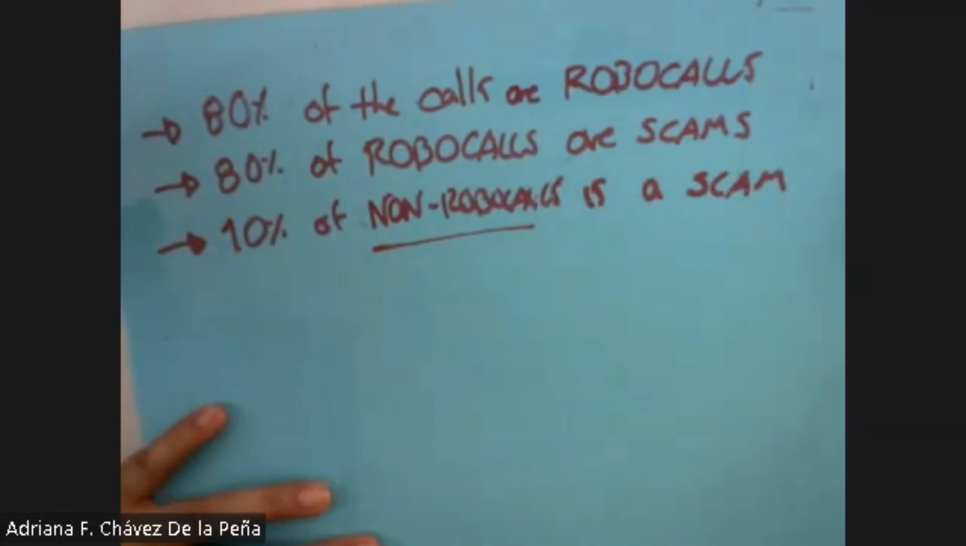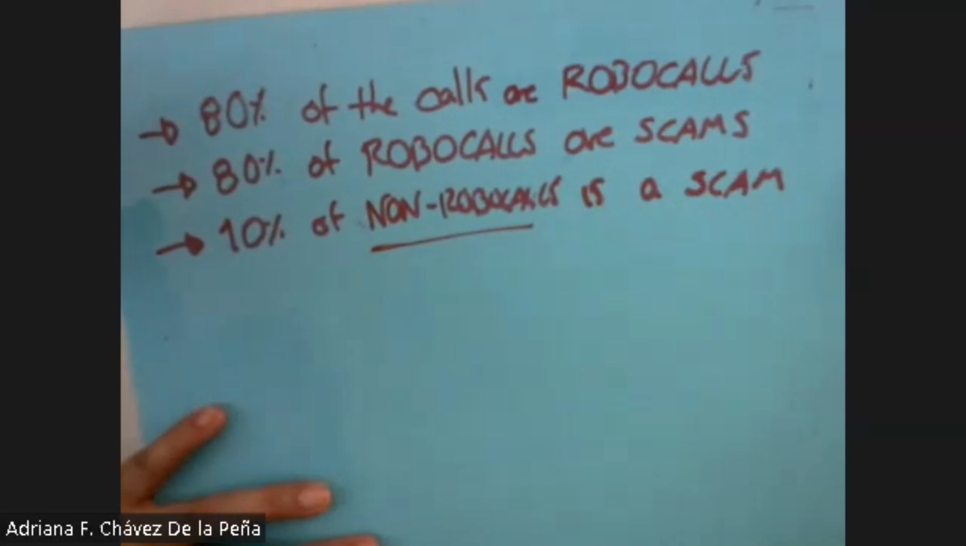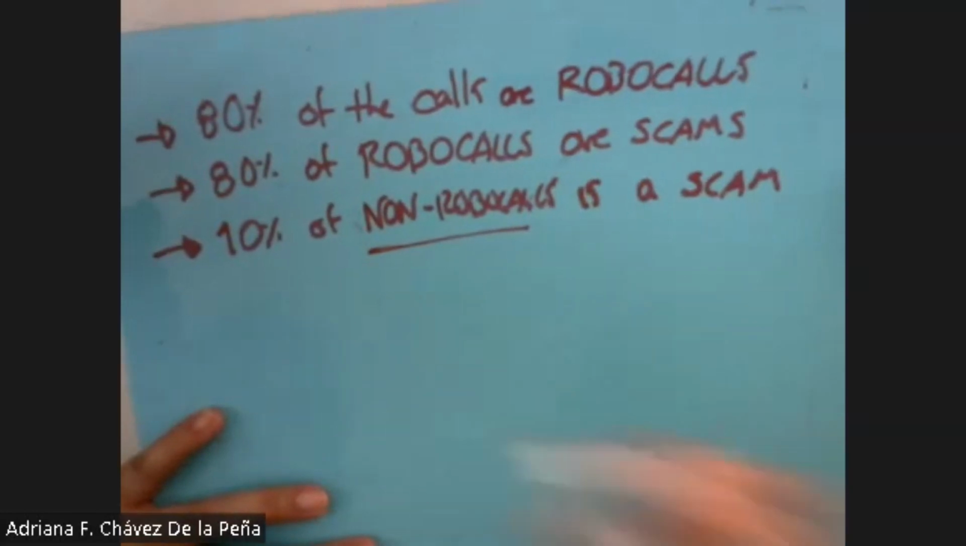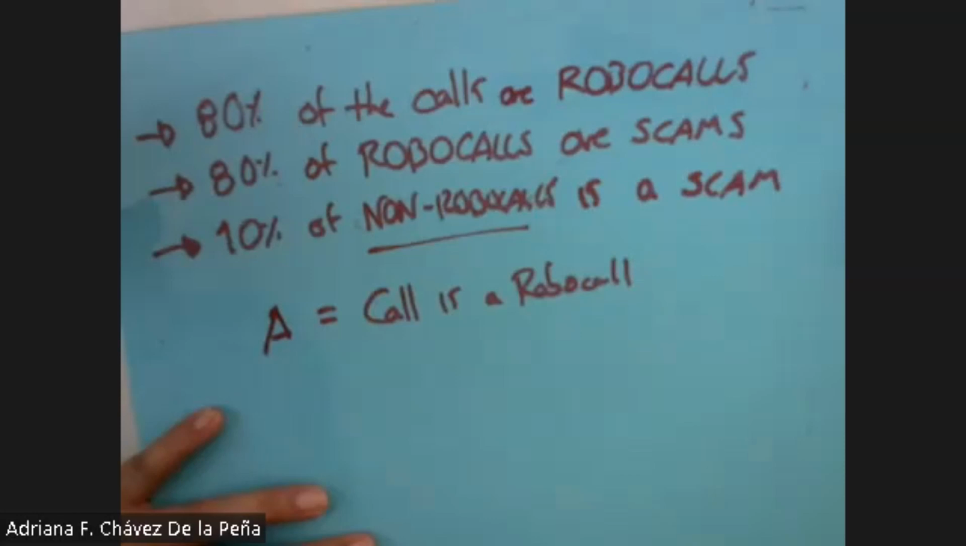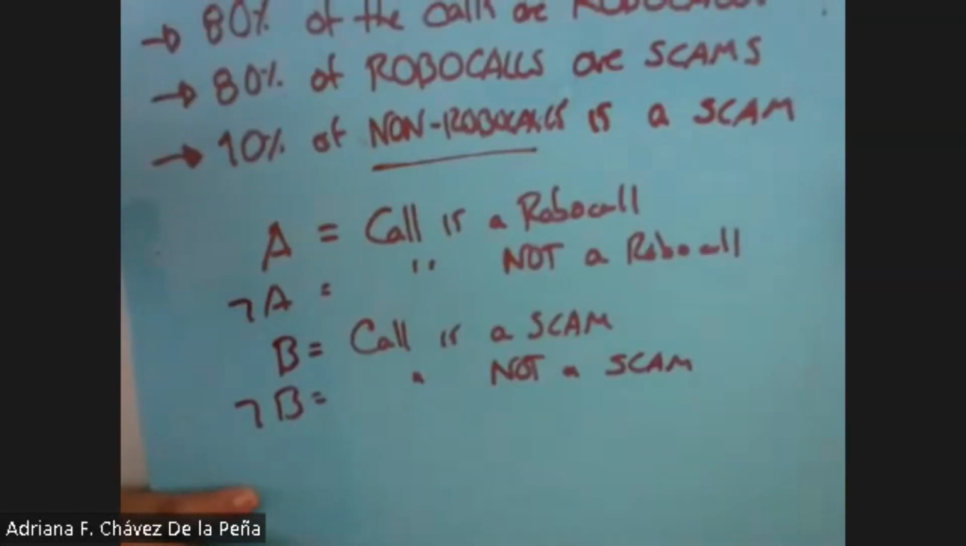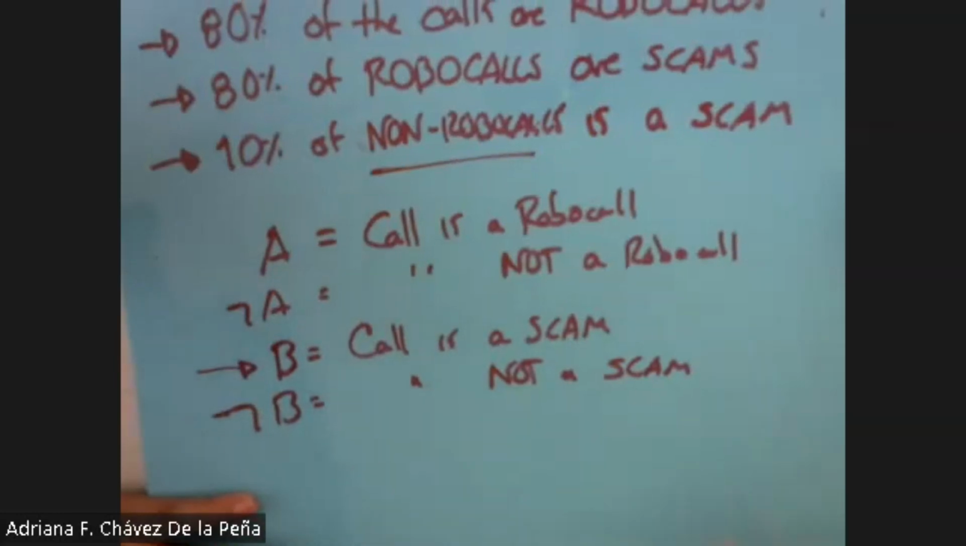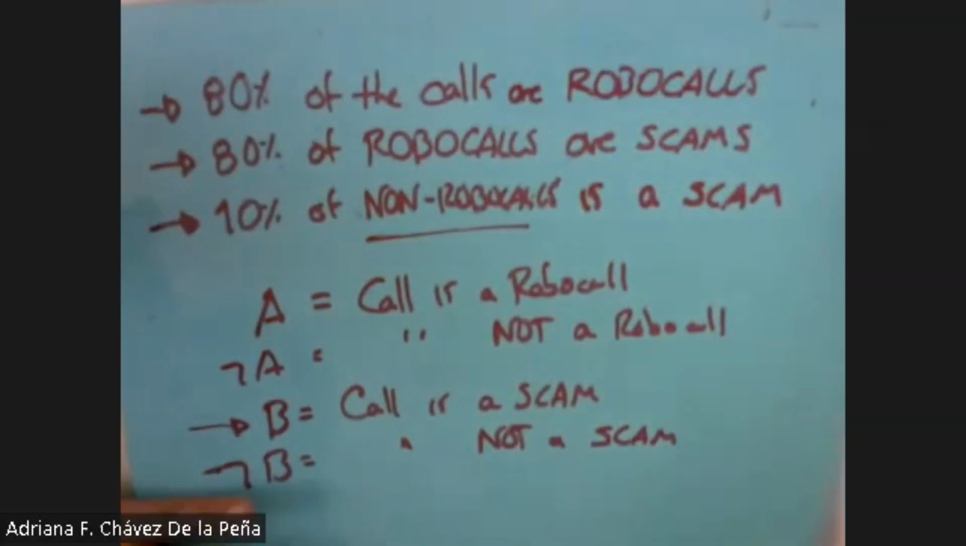Okay, so our first job here is going to be trying to determine the correct notation. So here we have two possible events. A is going to denote the event the call is a robocall, such that not A would mean that the call is not a robocall. Similarly, we have a second set of events, B, which corresponds to the cases in which the call is a scam, and therefore we have its complement, not B, that corresponds to the cases in which the call is not a scam.